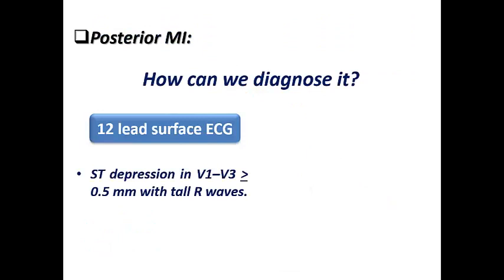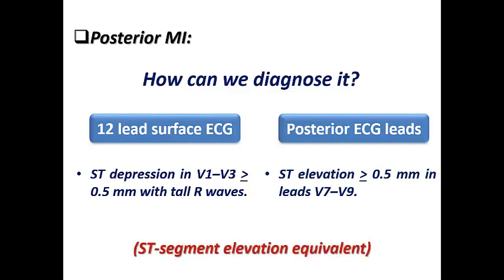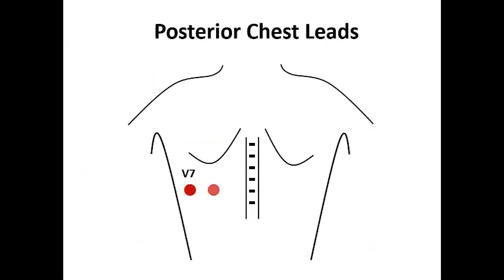Posterior MI, as we remember, can be diagnosed from the 12-lead ECG by looking at ST depression in V1 to V3 with tall R wave or R/S ratio more than 1, and in the posterior ECG leads showing ST elevation of more than or equal to 0.5 mm in V7, V8, V9. The ST depression in V1 to V3 is like a reciprocal depression in response to the posterior wall infarction. And we remember the position of V7, V8, V9 as the actual posterior ECG leads.